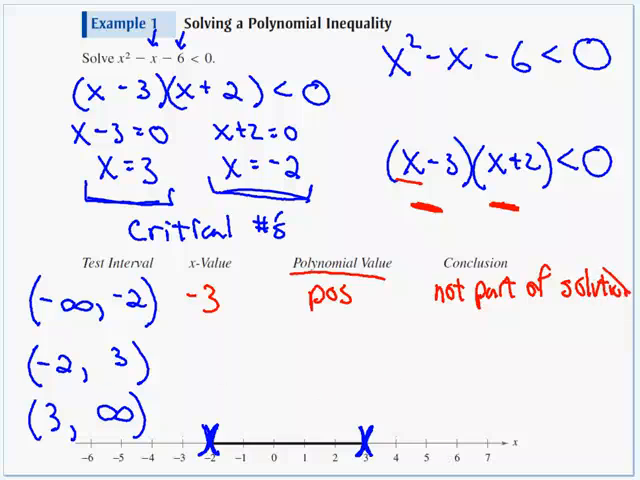On the next one, in between negative 2 and 3, if I ever have an interval where 0's in there, I always like to use 0. That's an easy one to work with. If I plug 0 in for x, I'm going to get 0 minus 3, that's a negative 3. If I plug 0 in for this x, I get 0 plus 2, a positive 2. A positive times a negative is a negative. Is a negative number less than 0? Yes, it is. So this is part of the solution set.